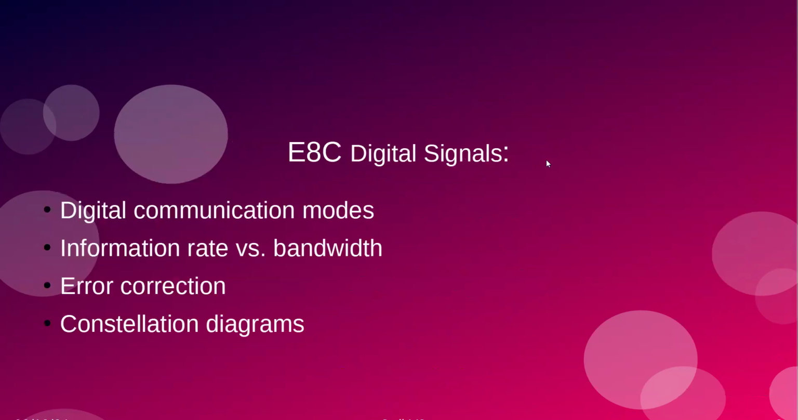Okay, so we'll talk about some of the digital communication modes and information rate versus bandwidth, baud rate and symbol rate, some error correction techniques, and a new one they threw in of constellation diagrams. I'd never seen one before. I probably will never use one. You probably will never use one, but there's a possible test question.